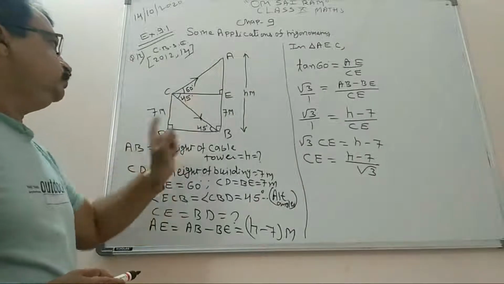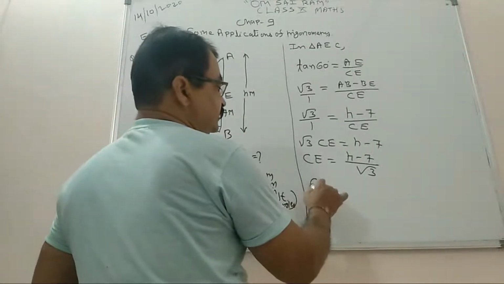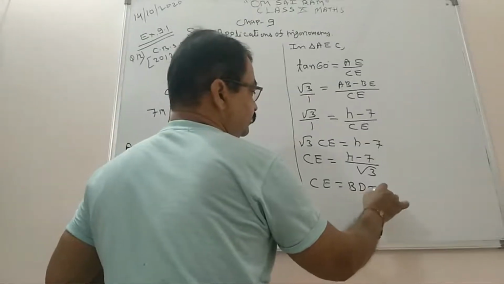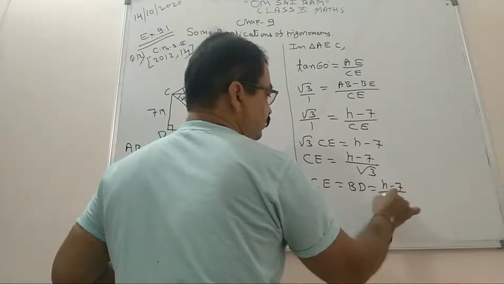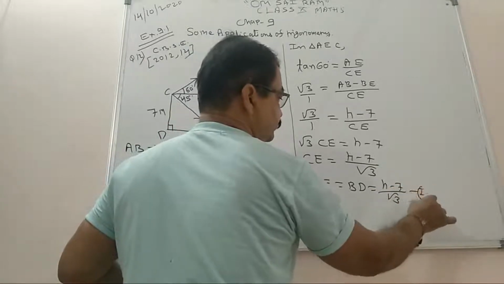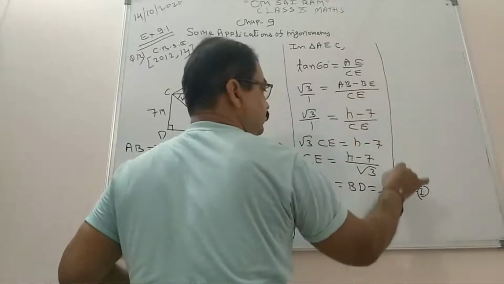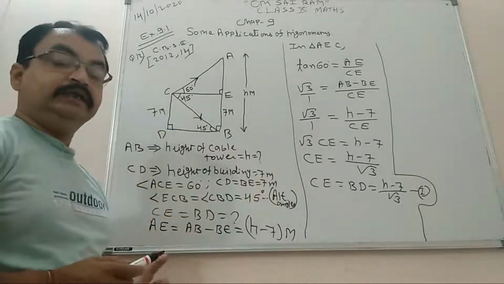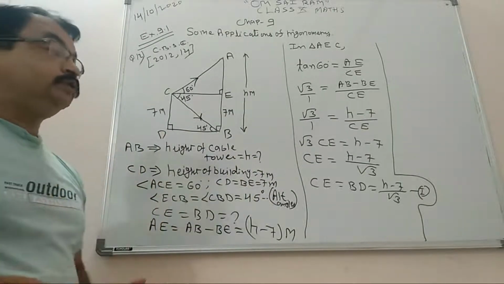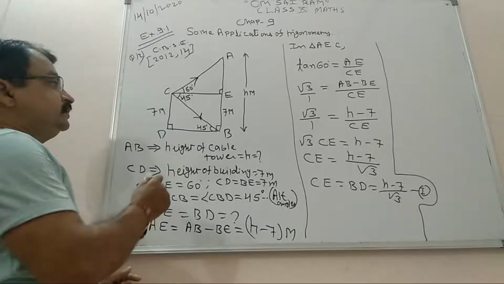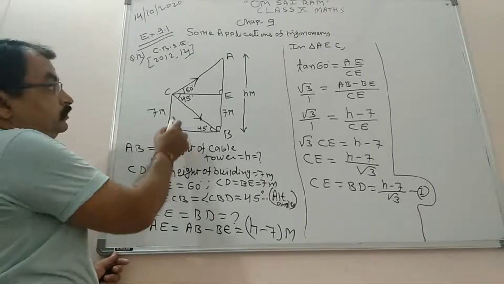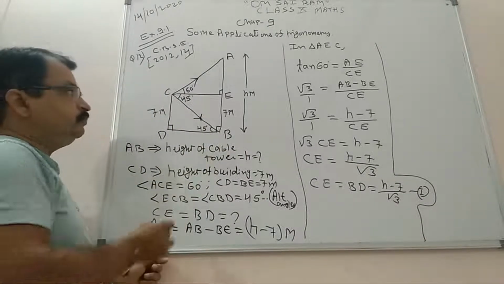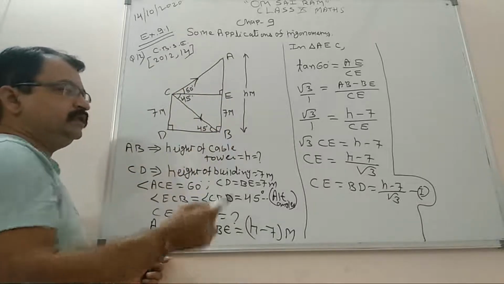But CE will equal what? BD. So you can write here, CE is equal to BD, right? H minus 7 upon root 3, as equation number 1. Clear? Okay. So now CE, which is equal to BD, is clear, that is H minus 7 upon root 3. Now come to the next right triangle. Now you take the right triangle CDB. Of course, you can take the CEB also, you will get the same value.